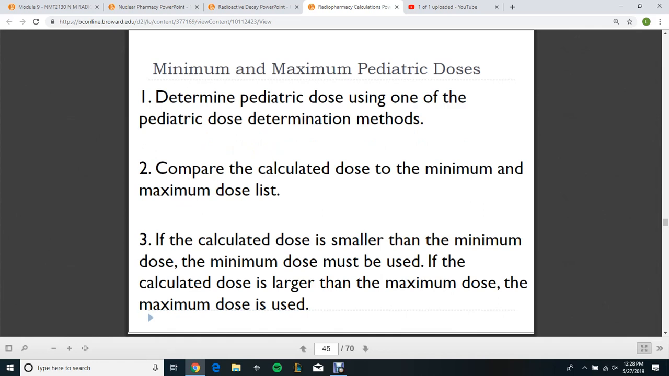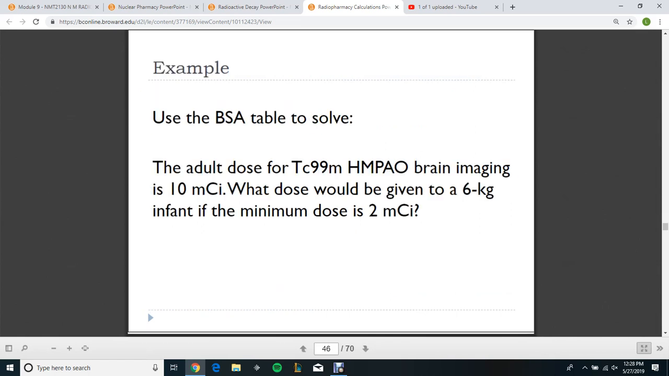The minimum and the maximum pediatric doses. Determine the pediatric dose using one of the pediatric determination methods. Compare the calculated dose to the minimum and maximum dose list. If the calculated dose is smaller, the minimum dose must be used. If the calculated dose is larger than the maximum dose, the maximum dose is to be used.